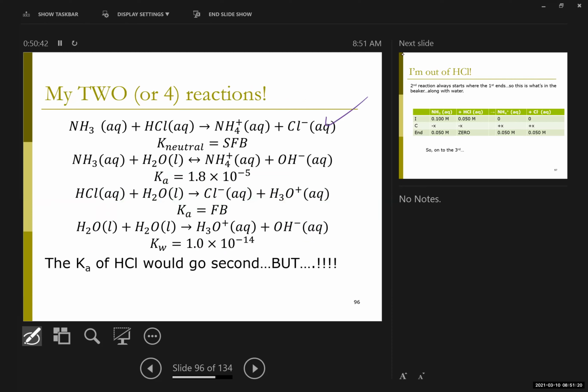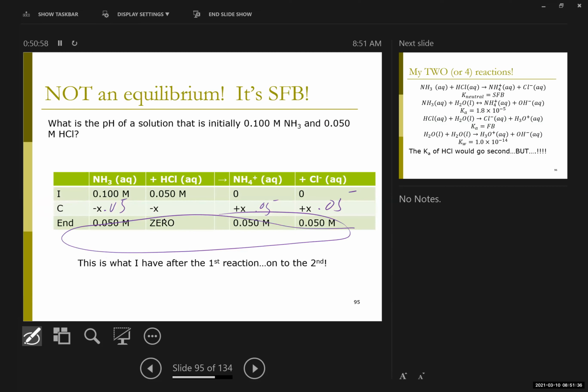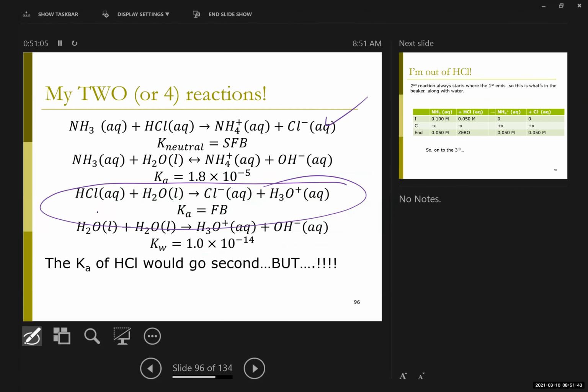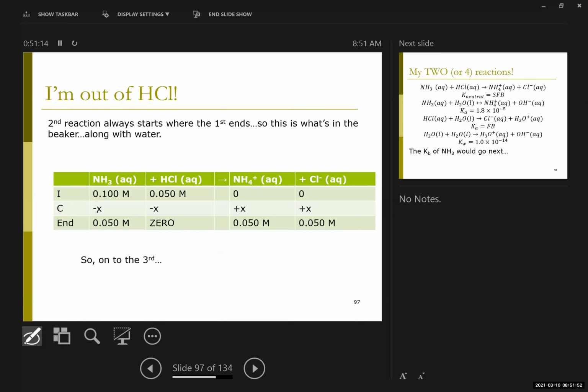So check this one off your list. The next biggest K is the HCl reaction, except I can't do that reaction, right? I ran out of HCl in the first one. My official starting point for the second reaction is 0 HCl. And so I did manage in some sense to solve both my first and second reaction simultaneously, which brings me to the third reaction, which is frankly the only one that really mattered.